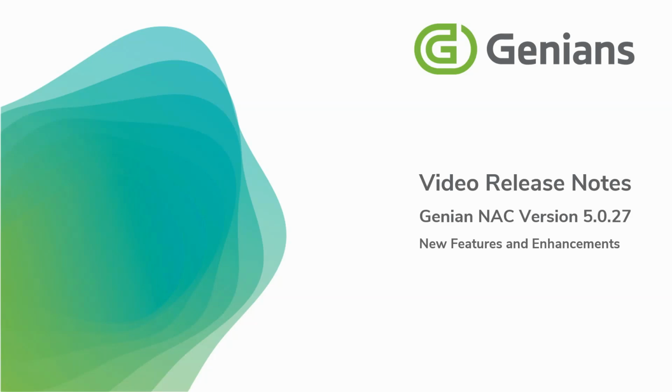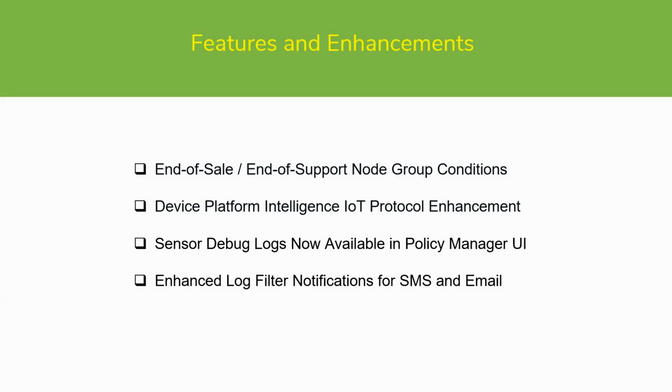Welcome to Genian's video release notes for Genian NAC version 5027, new features and enhancements. Features and enhancements for this version include end of sale, end of support no group conditions, device platform intelligence IoT protocol enhancement, sensor debug logs are now available in the Policy Manager UI, and enhanced log filter notifications for SMS and email.